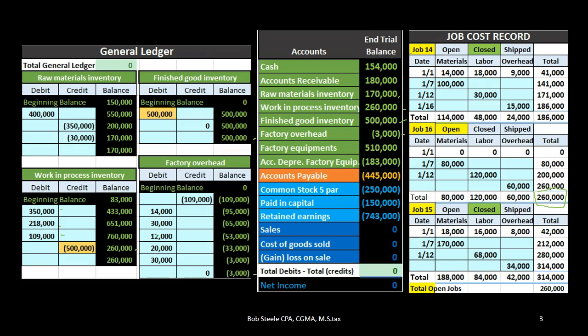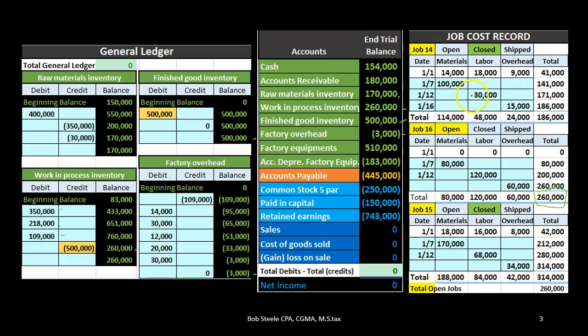But we also need to track this information by job, because as we move the inventory from, say, work in process to finished goods, and then ultimately to the cost of goods sold when sold, we need to know which costs to move. In order to do that, we're going to track them by job. Each job is applied the inventory components. Inventory components per job will include direct materials, direct labor, and the overhead.